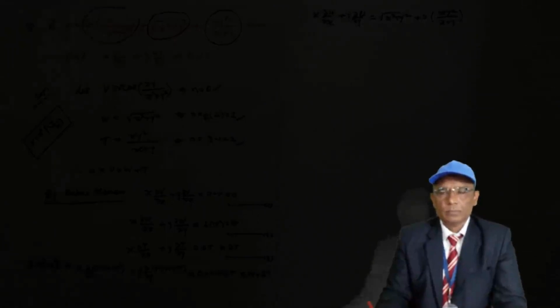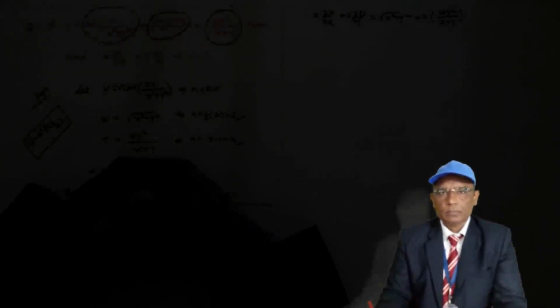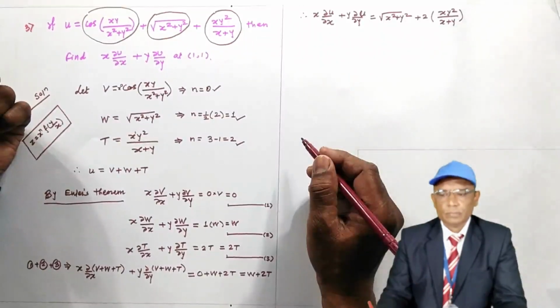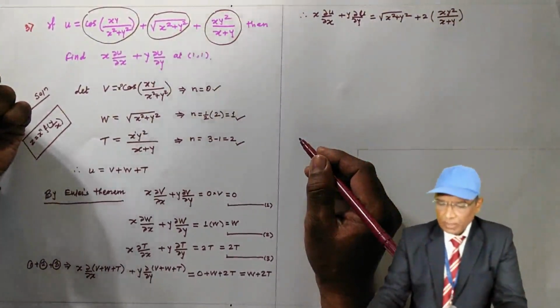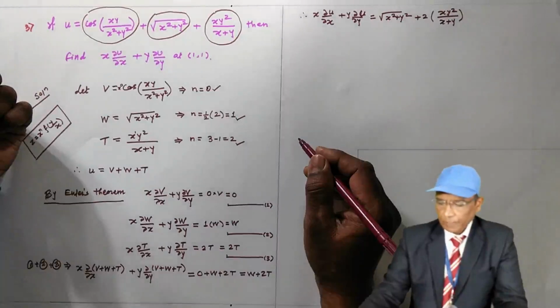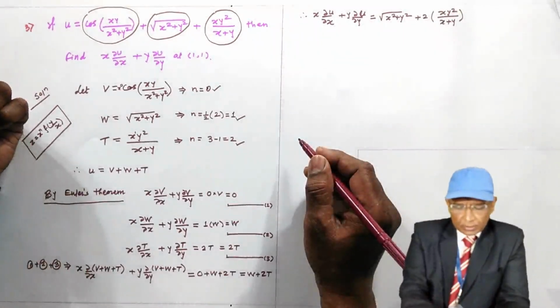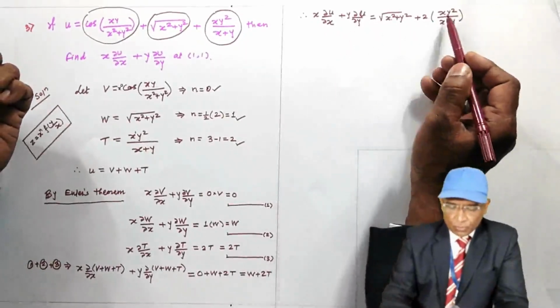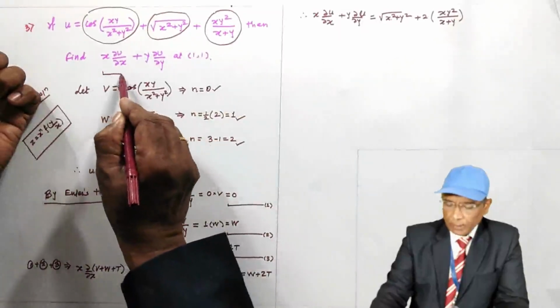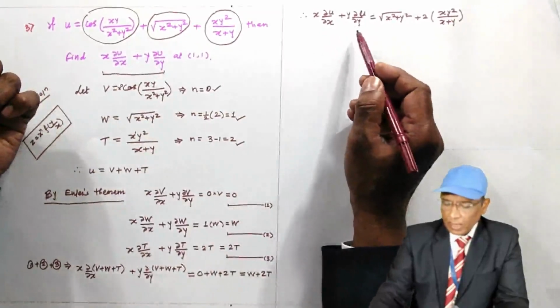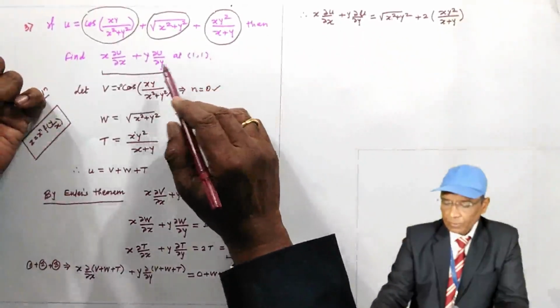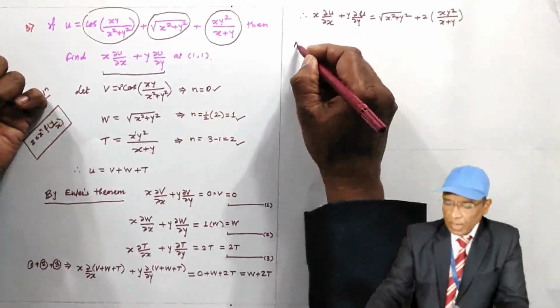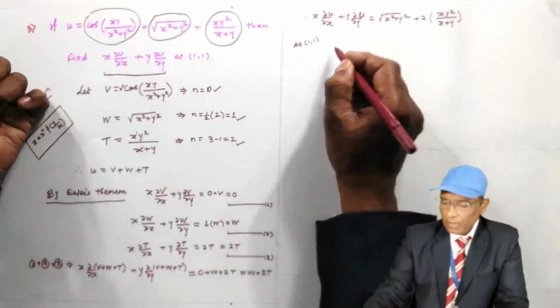In this way, we have found the value of X del U by del X plus Y del U by del Y. Now X del U by del X plus Y del U by del Y equals W plus 2 times T. But it remains to find out the value of this differential component at the point 1, 1. Put X equal to 1 and Y equal to 1.